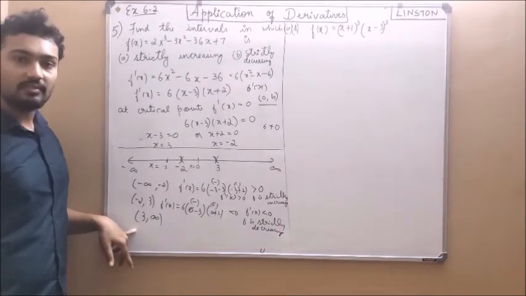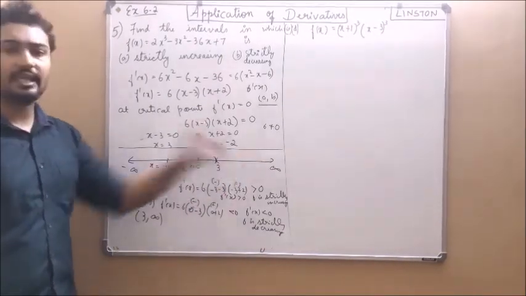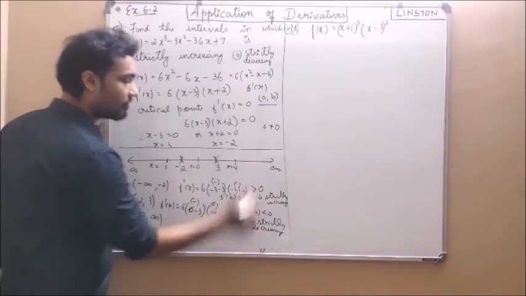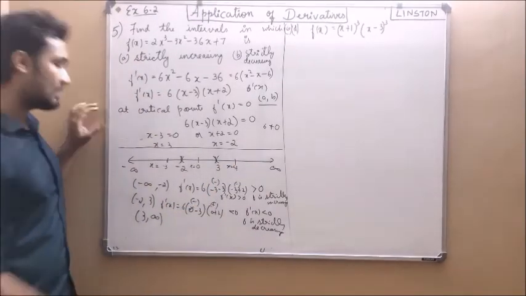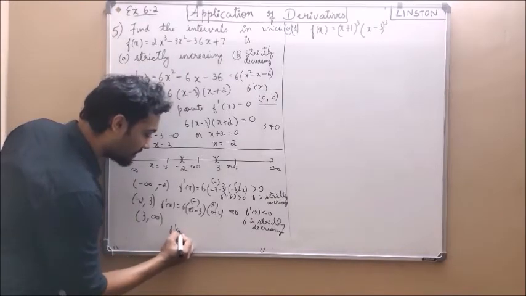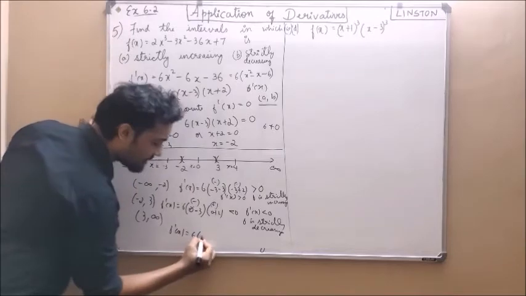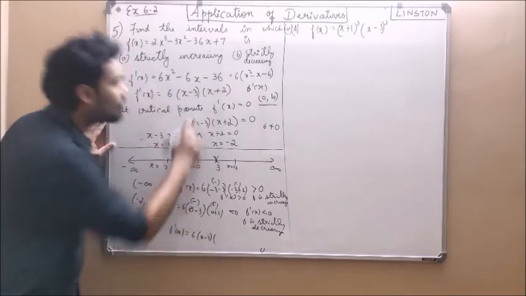Now take the third interval, 3 to infinity. I can take any point. I will take x equal to 4. Substitute in f dash of x. F dash of x equals 6 into (x minus 3)(x plus 2), so 6 into (4 minus 3) into (4 plus 2).